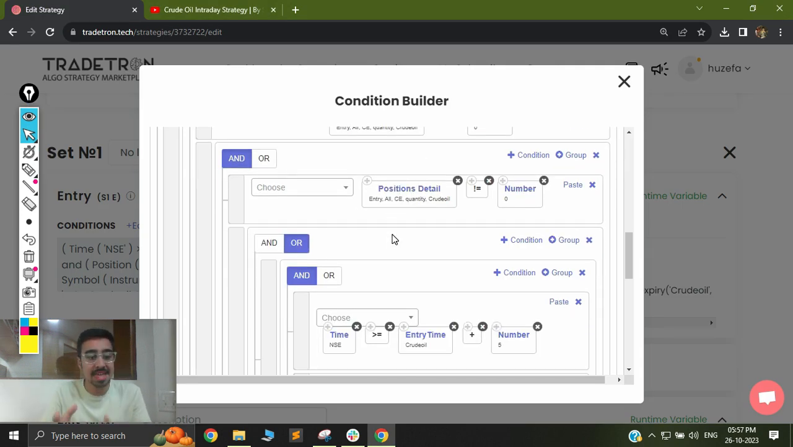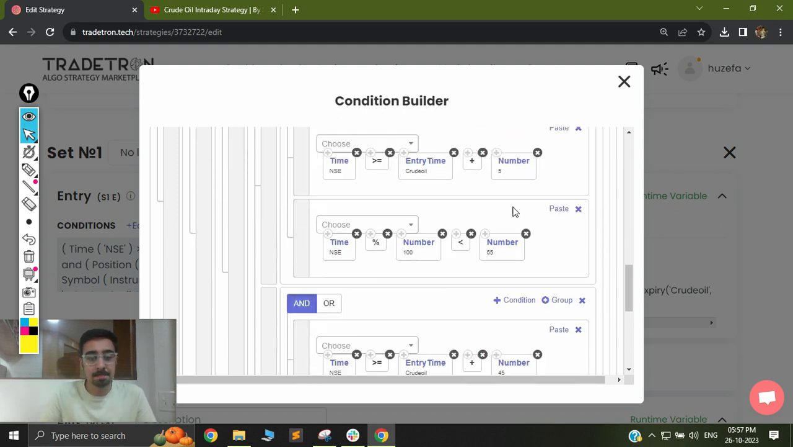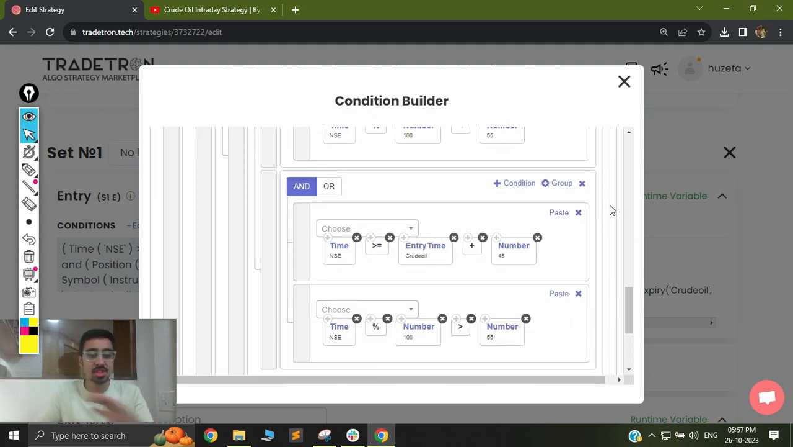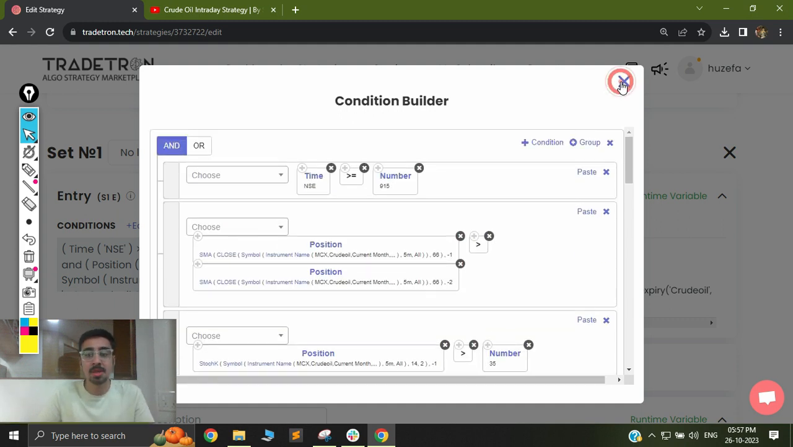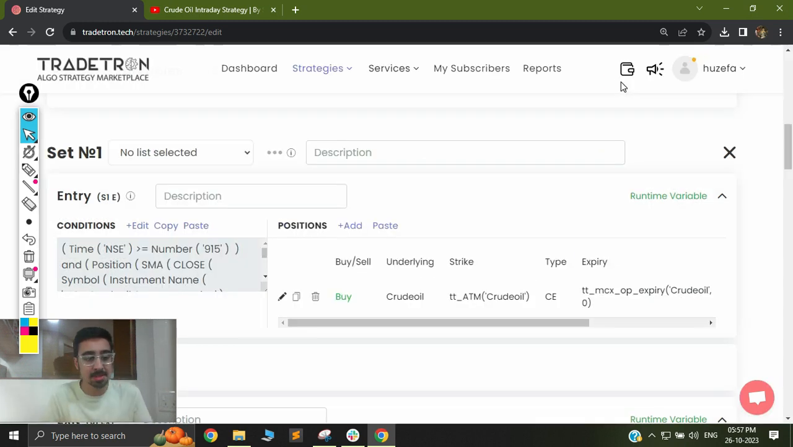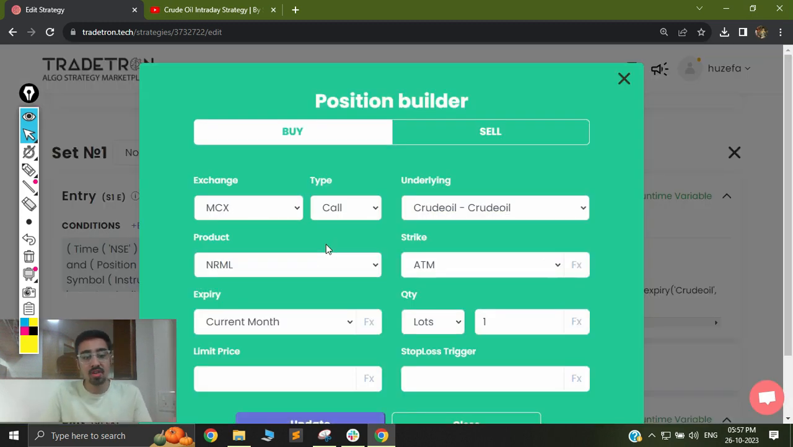If you don't understand this, just ignore it. You can just play around with the values that you see on top out here. Now when this setup happens, the three things: SMA, the stochastic, and the LTP above the high, we will basically buy a call option. So I have my position builder, a straightforward position builder, which will buy a call option in crude oil in current month expiry for one lot.